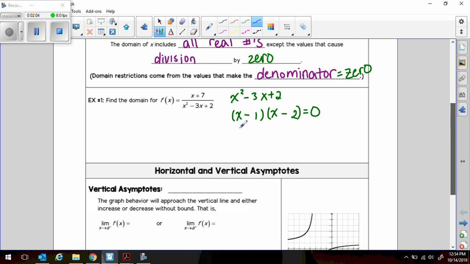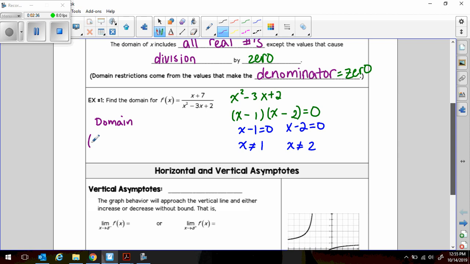This is going to be only when x equals positive 1. Move it over, set x minus 1 equal to 0. We get x cannot equal positive 1. We move to this x minus 2, set that one equal to 0. This is going to be when x cannot equal positive 2. So my domain, it had asked me to find the domain. The domain is going to be all real numbers except for 1 and 2.